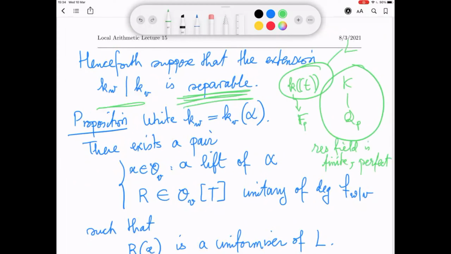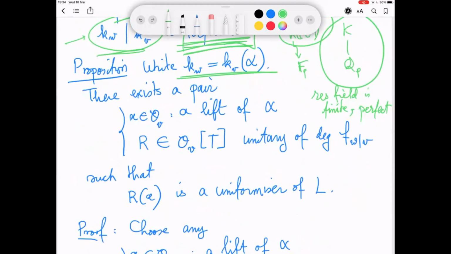And therefore, this assumption of separability of the residue fields is going to be satisfied in the case in which we are interested. So it's not a serious assumption. It's not a serious thing to suppose that the residual extension is separable. Okay, so if it is separable, then you can write K_W as K_V adjoined some element. Finite separable extensions are monogenic, as they say.